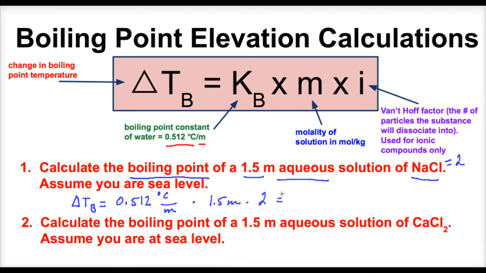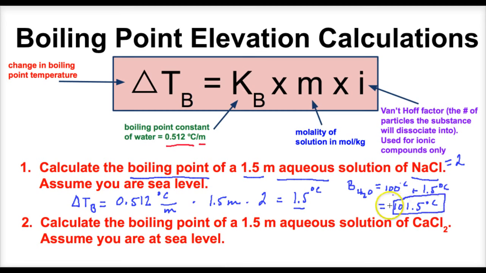And we'll get our calculator out here. And we end up with 1.5 degrees Celsius. So this isn't our final answer. This is just the change in the solution's boiling point. All right, we know that water normally boils. The boiling point of water is normally 100 degrees Celsius at sea level. And so we need to add this 1.5 to it. And we will end up with 101.5 degrees Celsius.